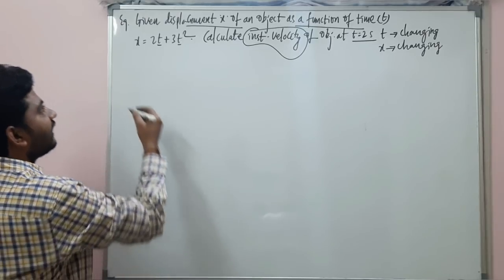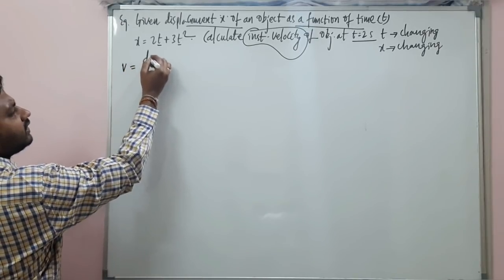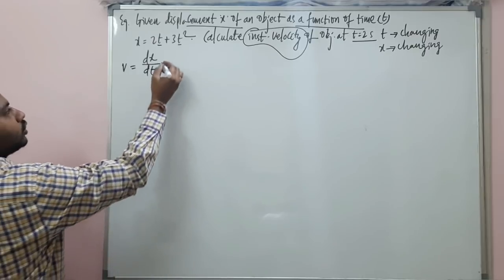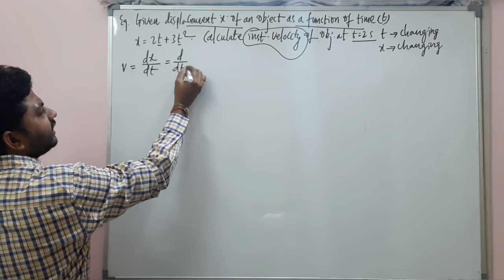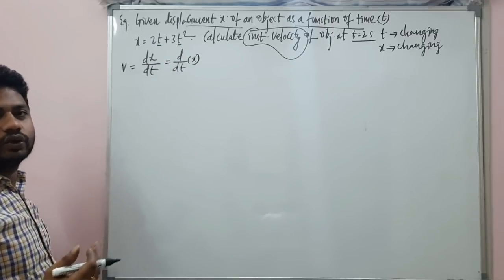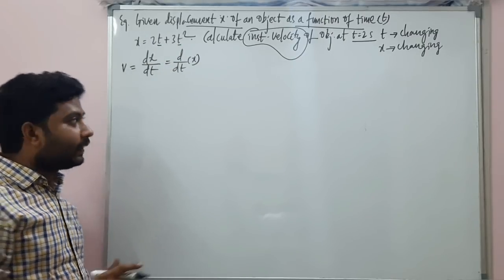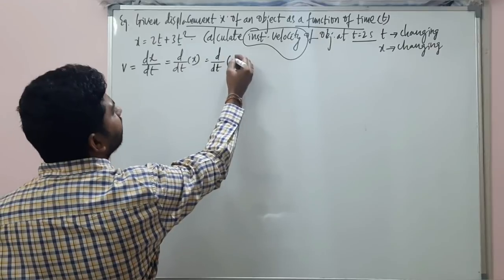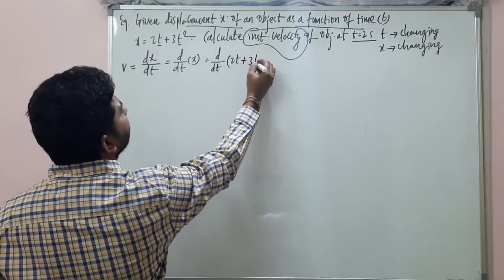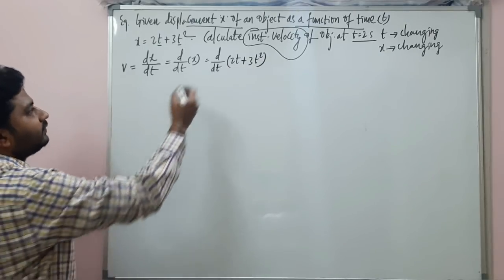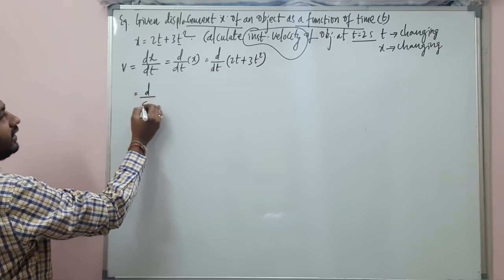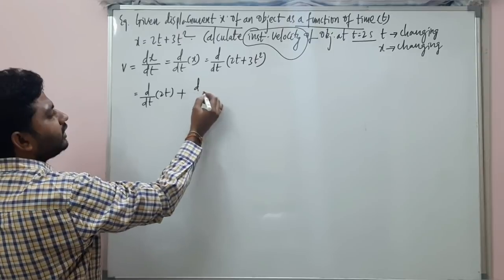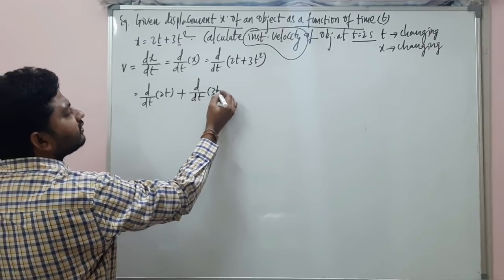Now, the question is about instantaneous velocity. What is the instantaneous velocity? Immediately you should recollect that instantaneous velocity is dx by dt, my dear students. This can also be written as d by dt of x. I hope you have finished your differentiation in basic mathematics. So now I can write d by dt of the x value, which is 2t plus 3t square. I can also write this as d by dt of 2t plus d by dt of 3t square, my dear students.